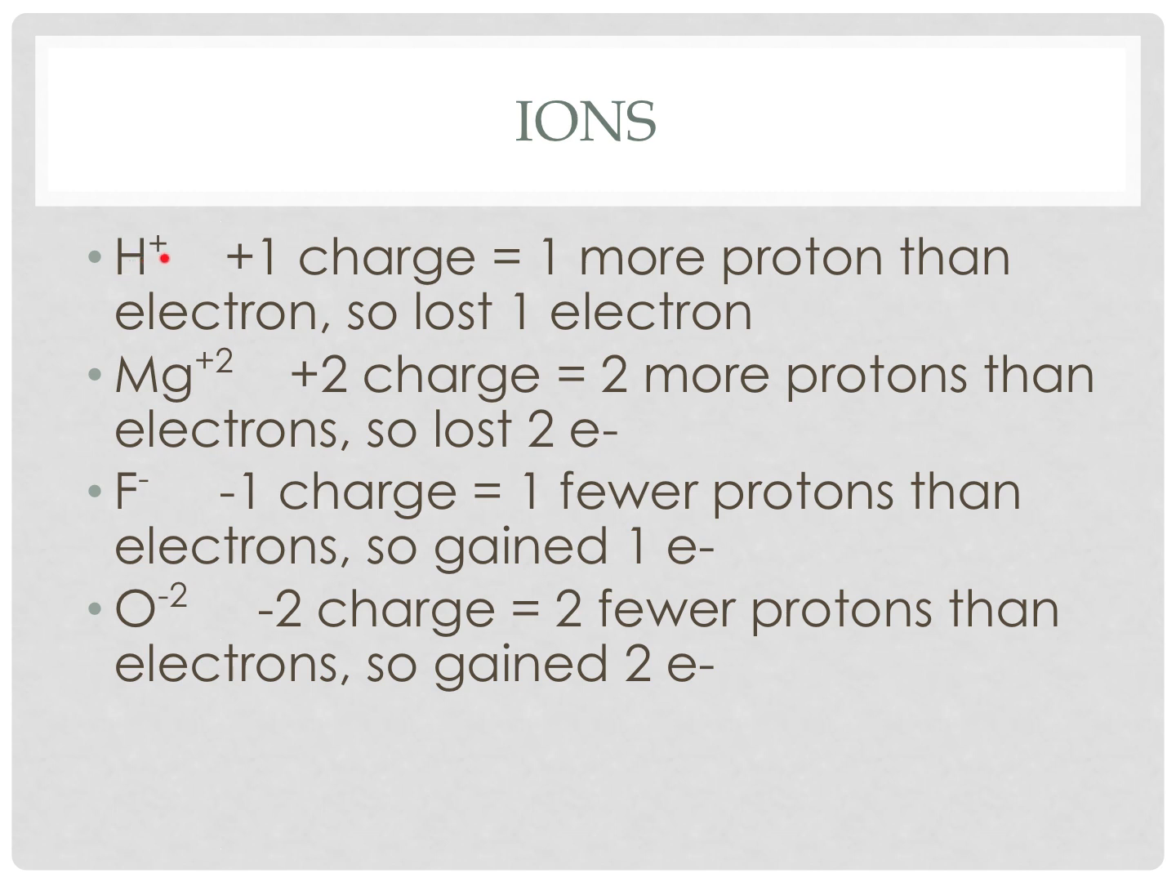Hydrogen has a plus charge. If no number is written, just the number 1 is implied. Okay, so that means this one has a +1 charge. So another way you can think about it, there's 1 more proton than there are electrons. So in order for hydrogen to have a +1 charge, it had to lose 1 electron.